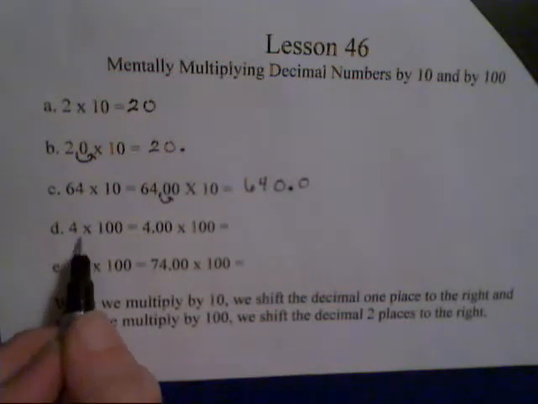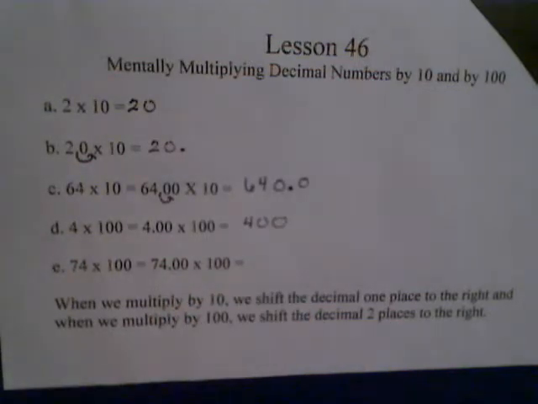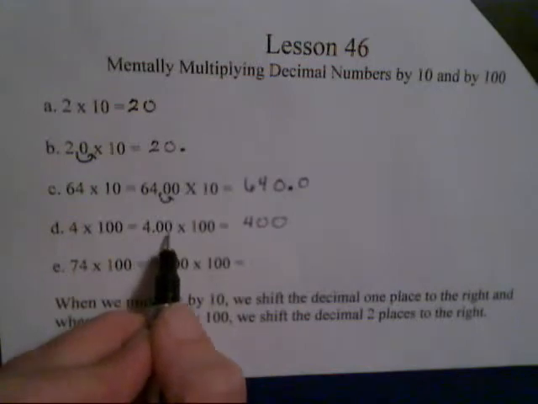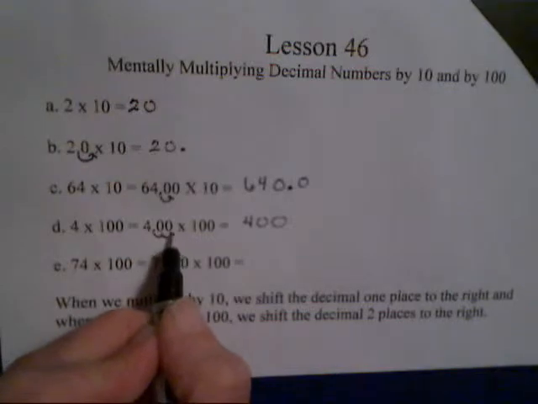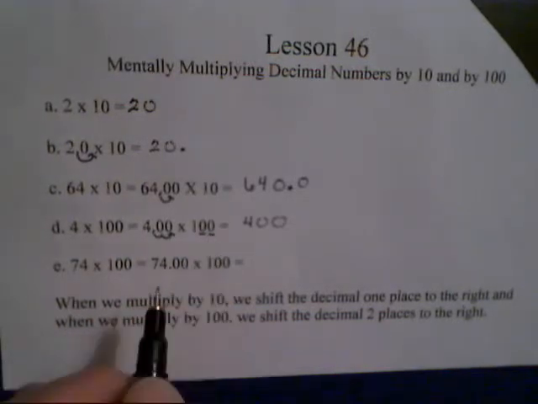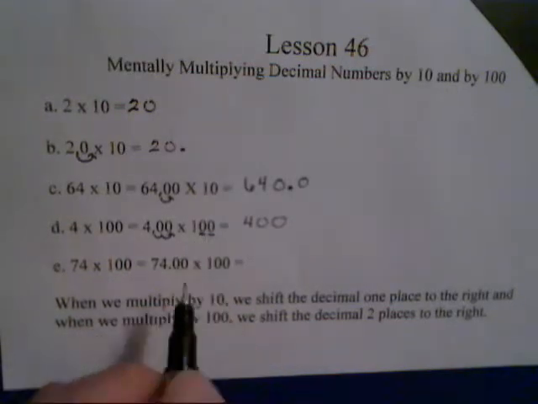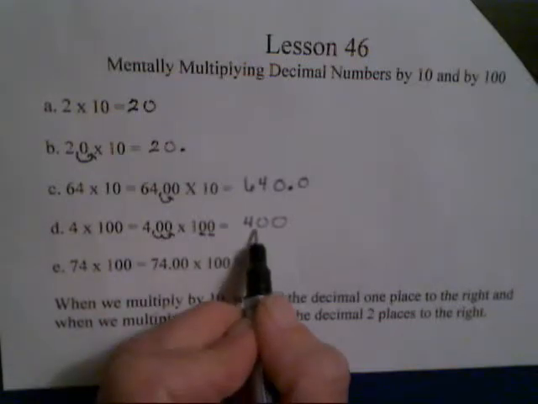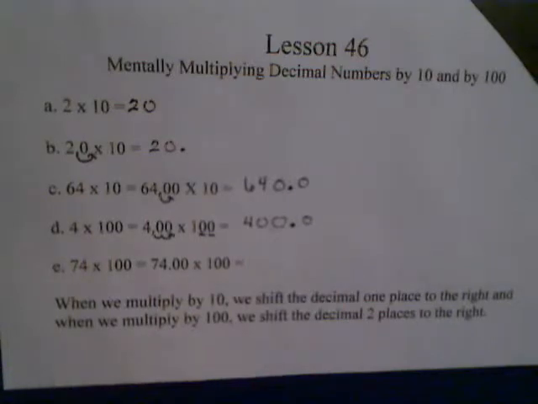Now, when I multiply 4 times 100, I know in my heart that the answer is going to be 400. Let's look at it with moving the decimal. Here's my 4.00 times 100. I take this decimal and I move it over 2 spots this time because I have 100. I have 2 zeros. Same thing as multiplying it by 10 and then multiplying it by 10 again. When I move it over 2 spots, I go from 4.0 to 400.0.